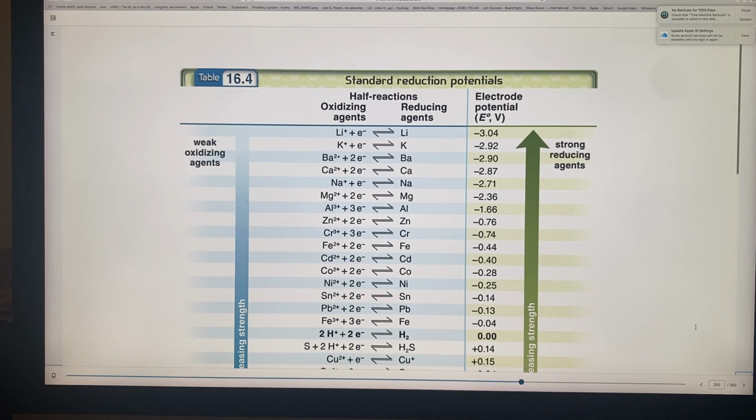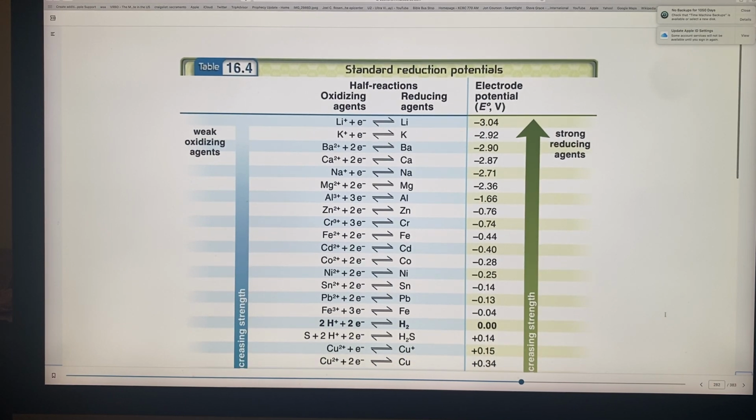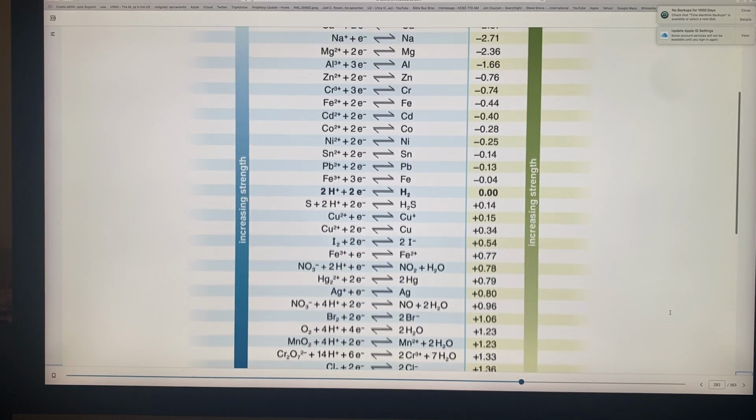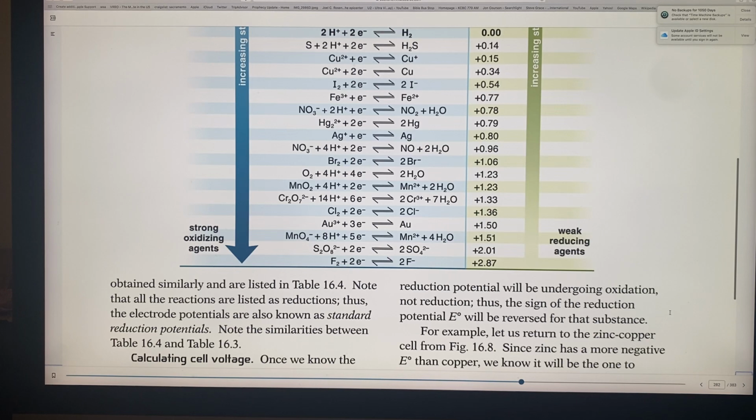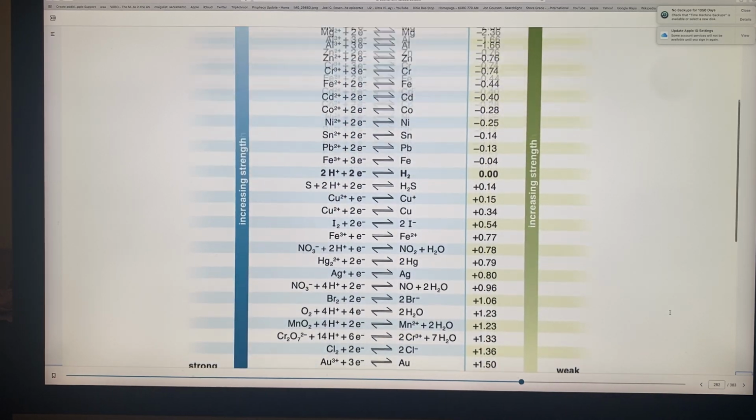In any voltaic cell, the electrode that has the more negative potential will be going through oxidation, not reduction. The difference is when you have an equation, the one that is more negative is going to reverse its sign and turn into a positive sign. That's the tricky part of this.